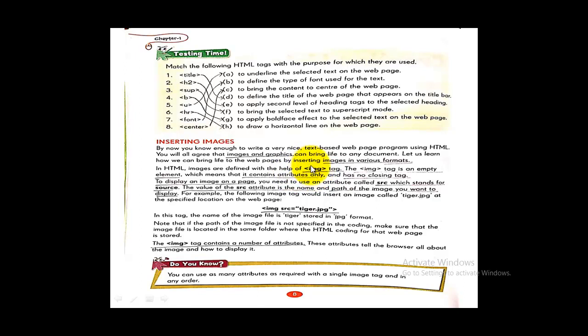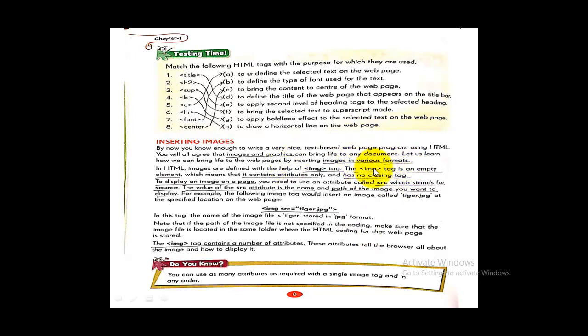First an opening angle bracket, then img for image, then a closing angle bracket, that is the image tag. We use this image tag to insert images into the HTML program. Now the image tag is an empty element, which means that it contains attributes only and has no closing tag.